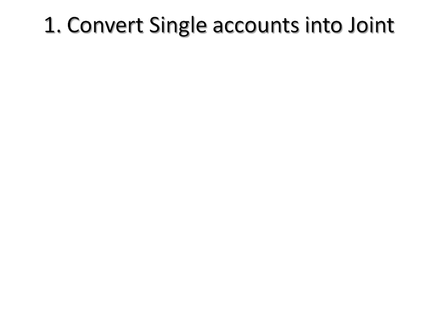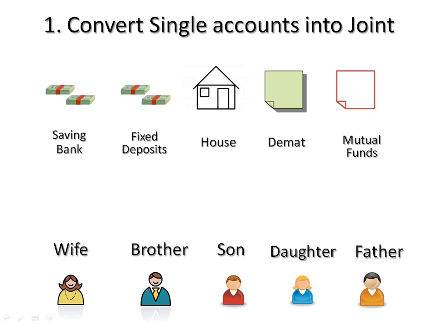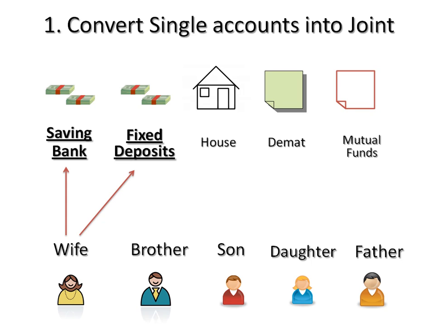Let us see this example. Let us say that a person has these assets and he has these family members and he wants that his wife should have access to his saving bank account and fixed deposits. In that case, he can just convert that single account into joint accounts and make his wife as the second holder. In the same manner, if he wants his son to have access to his mutual funds after his death, he can convert those mutual funds into joint account and have his son as the second holder.